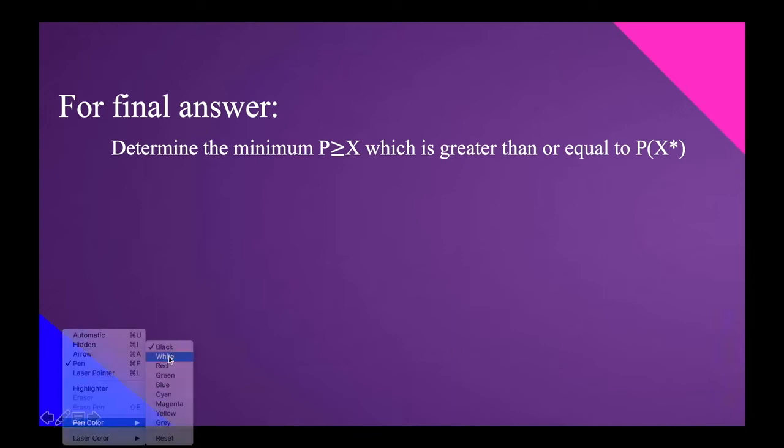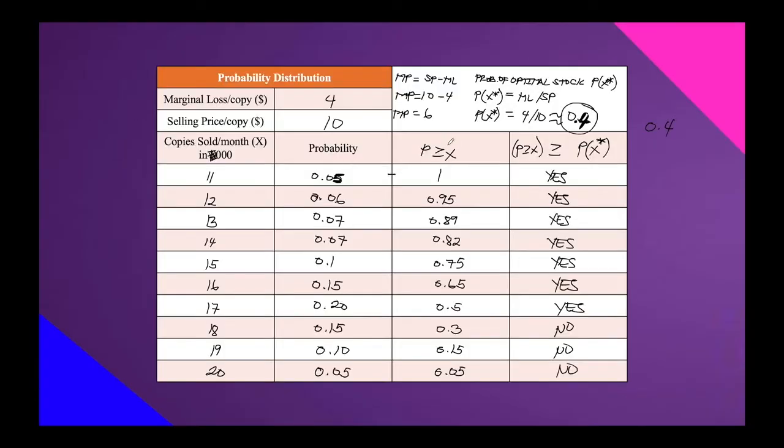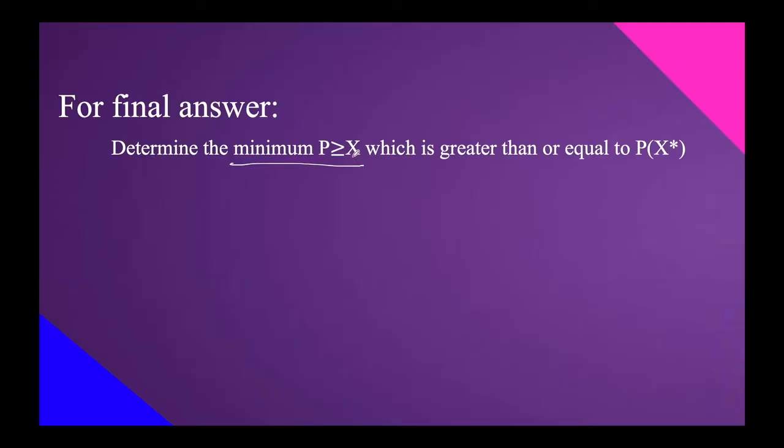determine the minimum, take note guys, minimum P of greater than or equal to X, which is, this is our third column. So, determine natin yung pinakamaliit na yon, which is greater, take note, minimum P of greater than or equal to X, which is greater than or equal to P of X asterisk, which is our optimal stock.